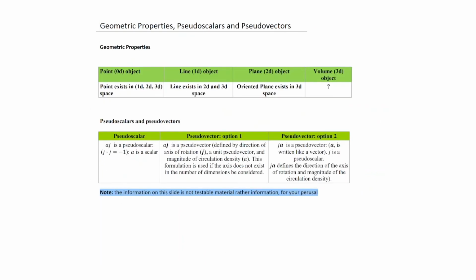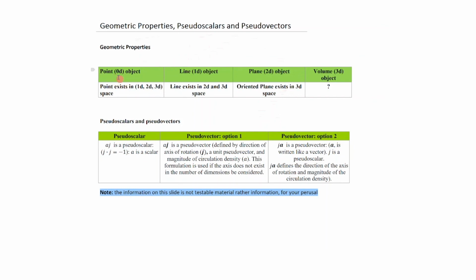Now, the last two slides are not mandatory. This is not to be tested. This is some general information, and I just want to quickly make a point here. We're looking at geometric properties, pseudoscalars, and pseudovectors.